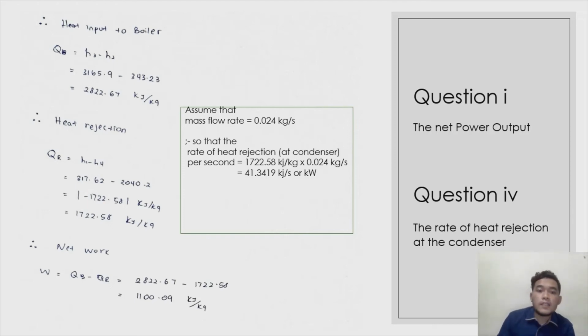I also can calculate the rate of heat rejection per minute or per hour, just multiply by 60 or 60 times 60. I think that's all from my part. Thank you.